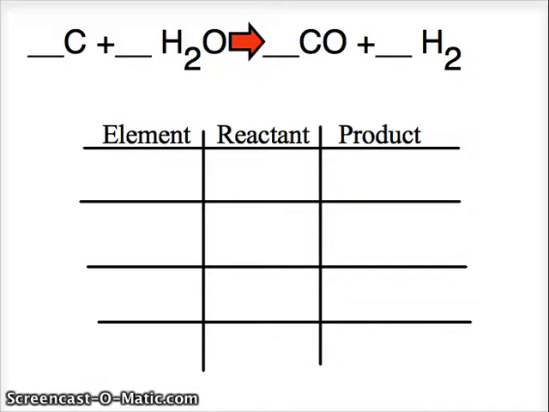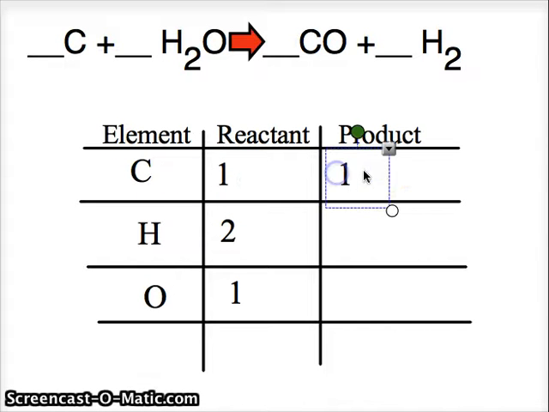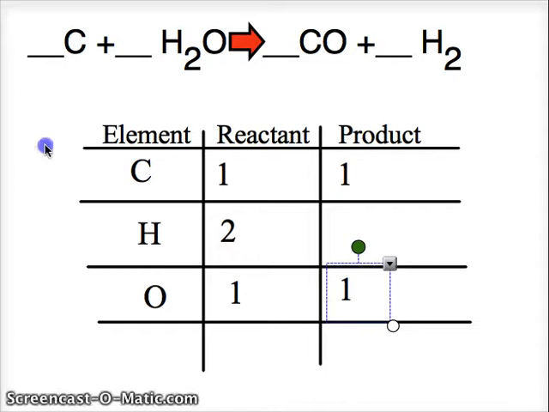Your first equation you're given is C plus H2O makes CO plus H2. So you fill the table in with the elements: carbon, hydrogen, and oxygen. On the reactant side, there is 1 carbon, 2 hydrogen, and 1 oxygen. On the product side, there is 1 carbon, 1 oxygen, and 2 hydrogen.